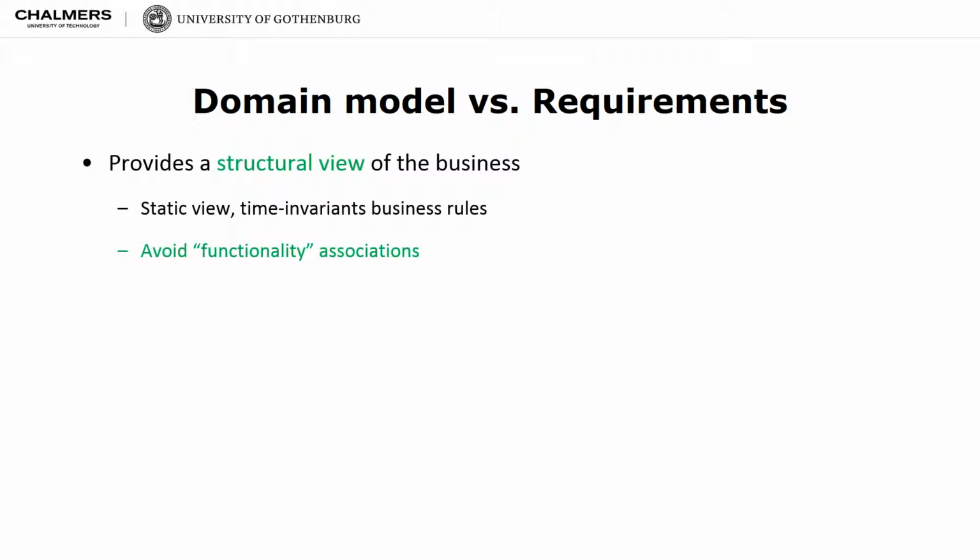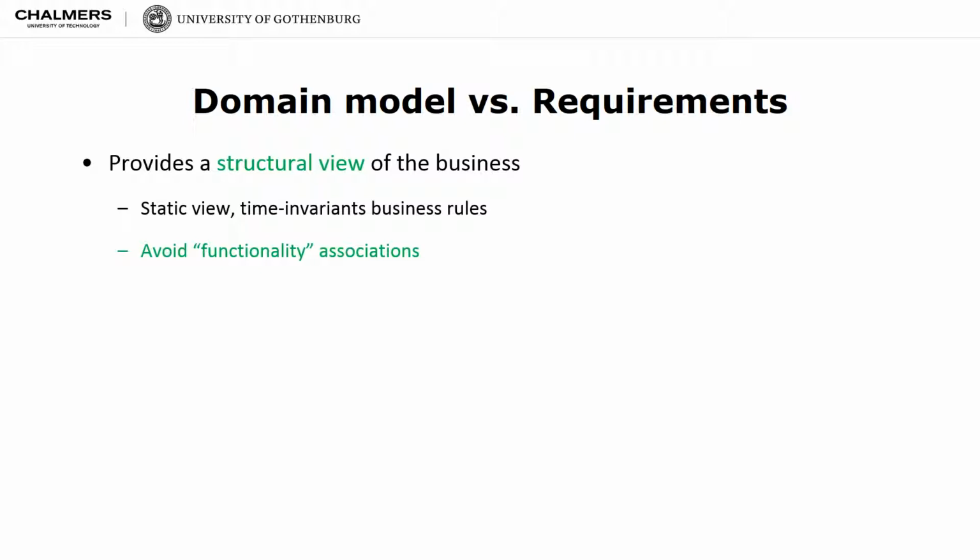A second distinction to keep in mind refers to domain models versus requirements specification. A domain model provides a structural view of the business environment. That means that the domain model is a static view containing objects of the business environment, and also events, as well as business rules that do not change over time. Those are the time invariants.